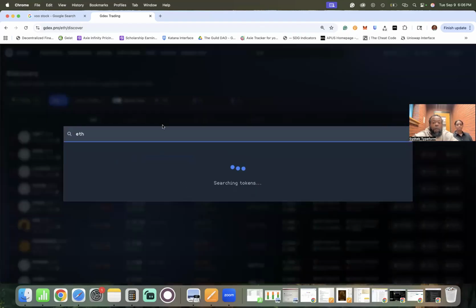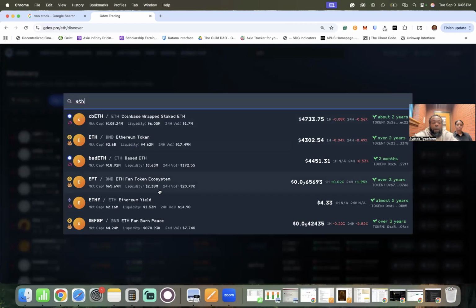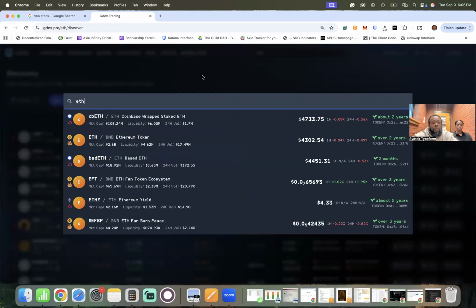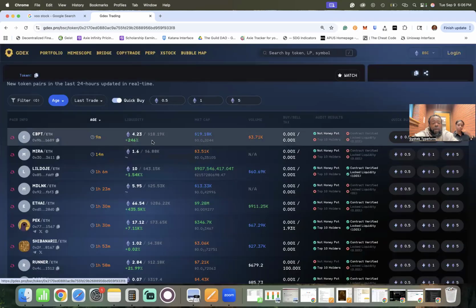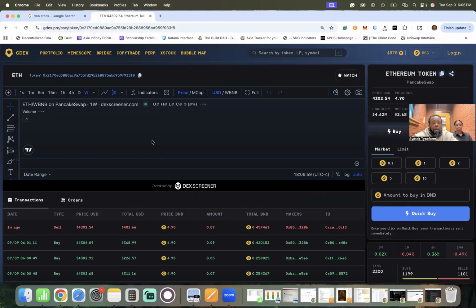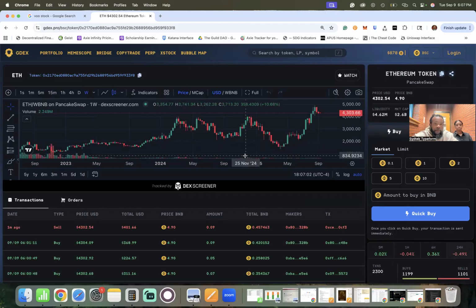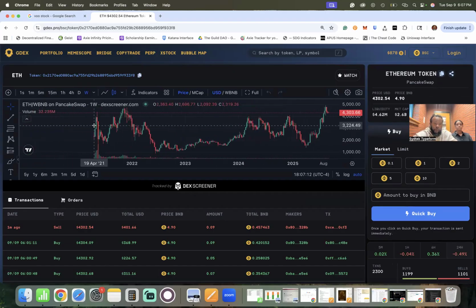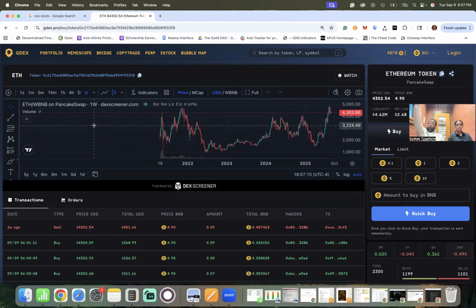ETH. What chain am I on? All right, ETH at 43. All right, that's the weekly chart. Now, you've seen the Bitcoin chart, right? And you see how it went from 20,000 all the way up to 100, right? ETH is lagging.